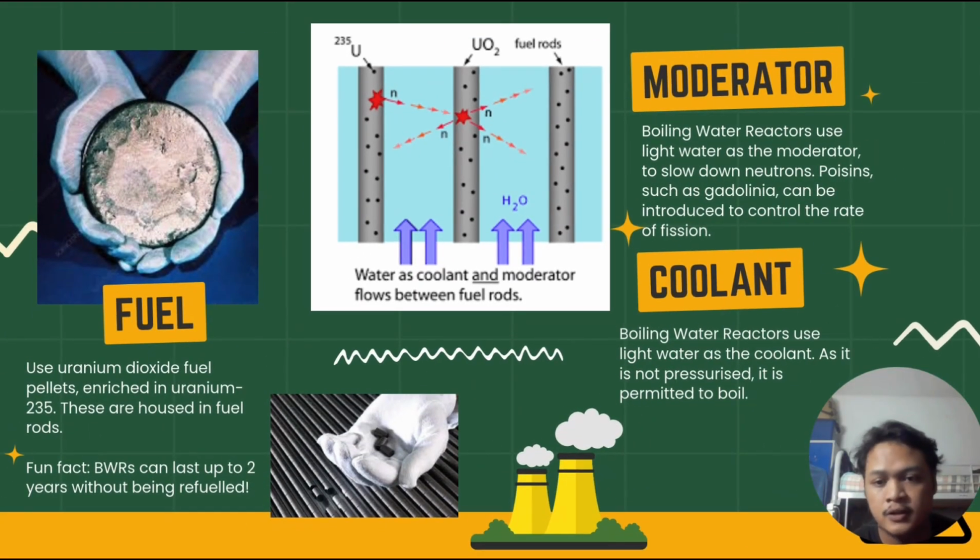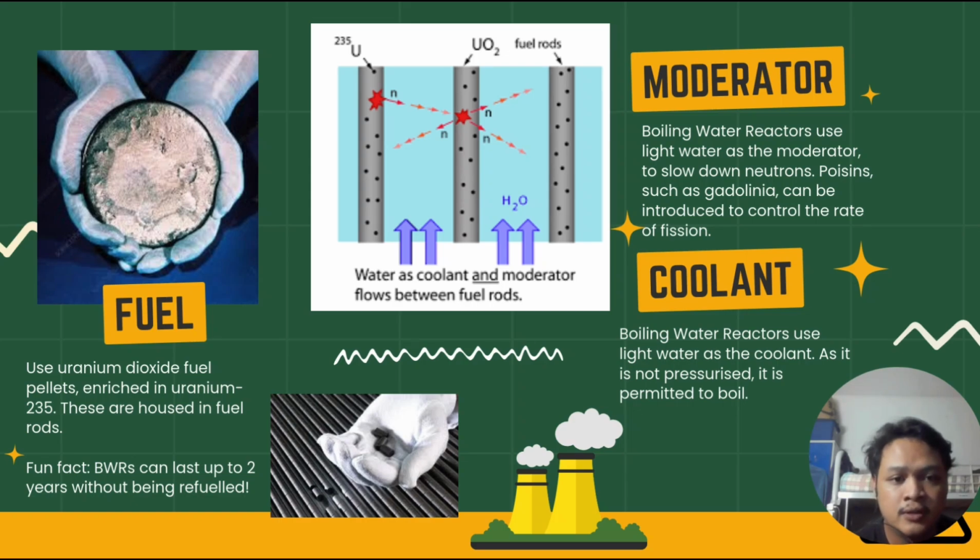For the next part, we use uranium-235 as a fuel. Uranium dioxide fuel pellets are enriched with uranium-235. These are housed in fuel rods. BWRs can last up to 2 years without being refueled.